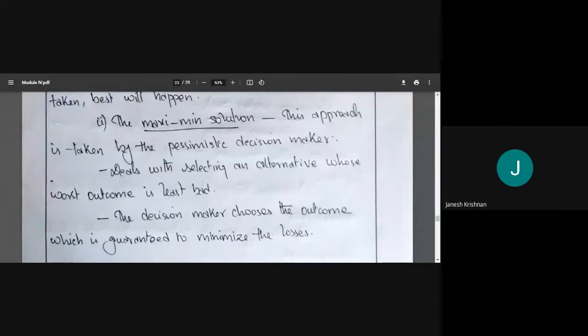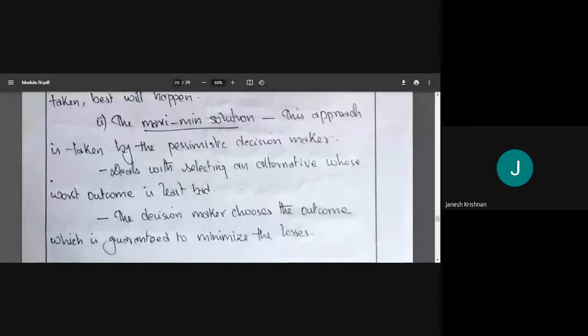What is the worst outcome for B? The worst outcome is the bad one. It deals with selecting the alternative whose worst outcome is least bad. So suppose we have alternatives A, C, and D. What is the worst that happens for each?